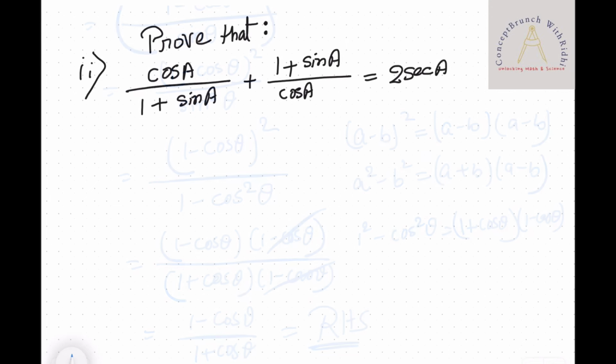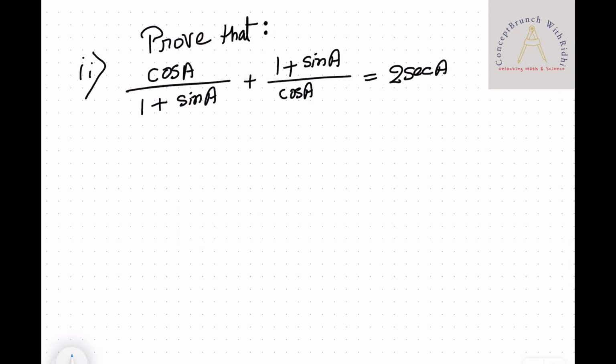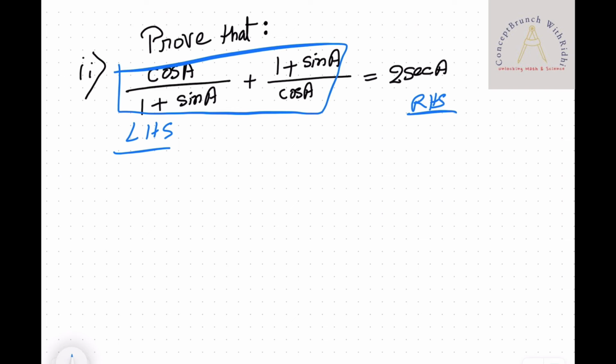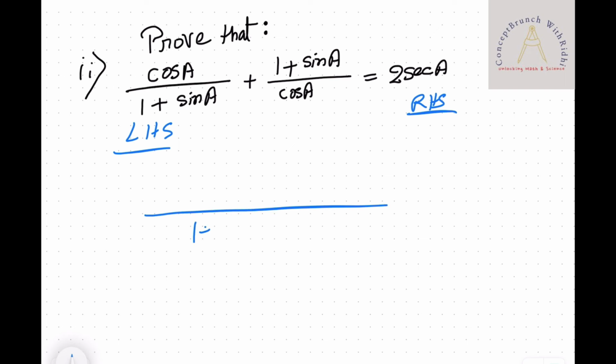Okay, this is our second question. In that, again we have to prove LHS equal to RHS. So again take the LHS part and we'll solve it. This is the question in the LHS. Take an LCM for that. So (1 plus sine A) times cos A. This is the LCM.